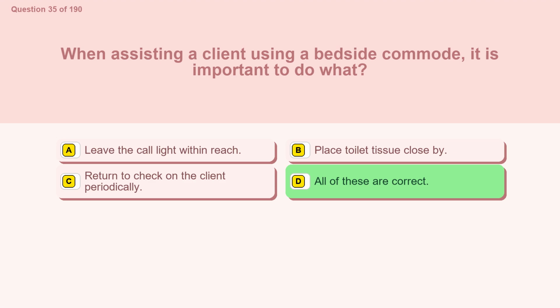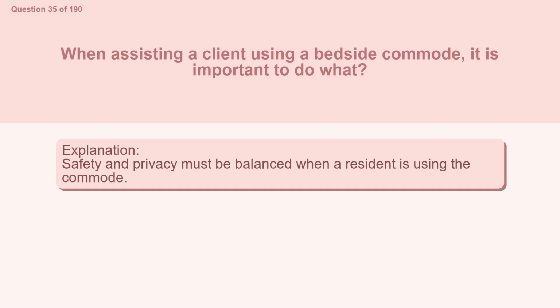The correct answer is option D. All of these are correct. Safety and privacy must be balanced when a resident is using the commode.